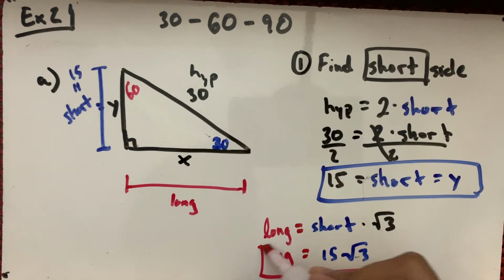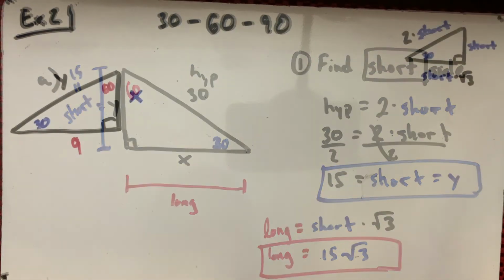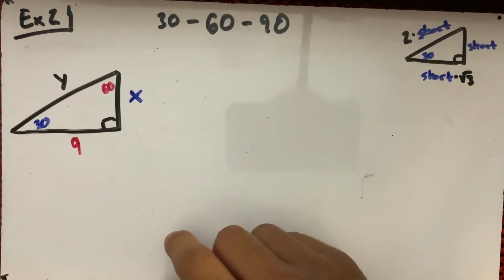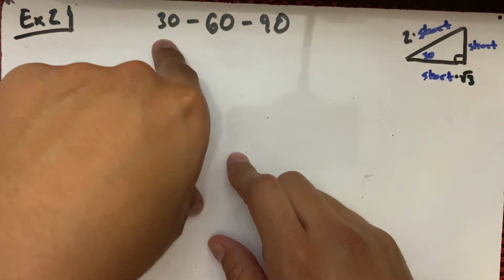And that is it. Cool. You can leave it just like that. This is in radical form. Okay? All right. So for this example, and this is example 2 also kind of, it's just because, again, it's focusing on the 30, 60, 90.